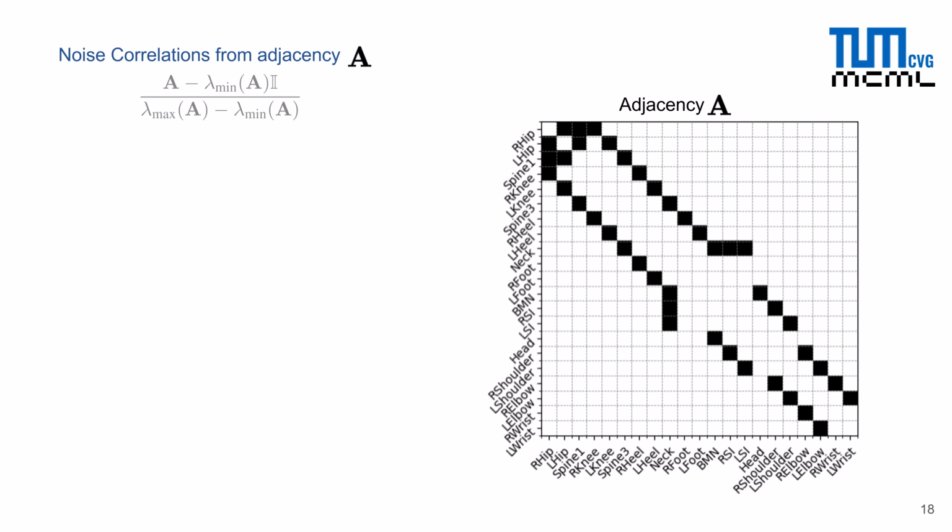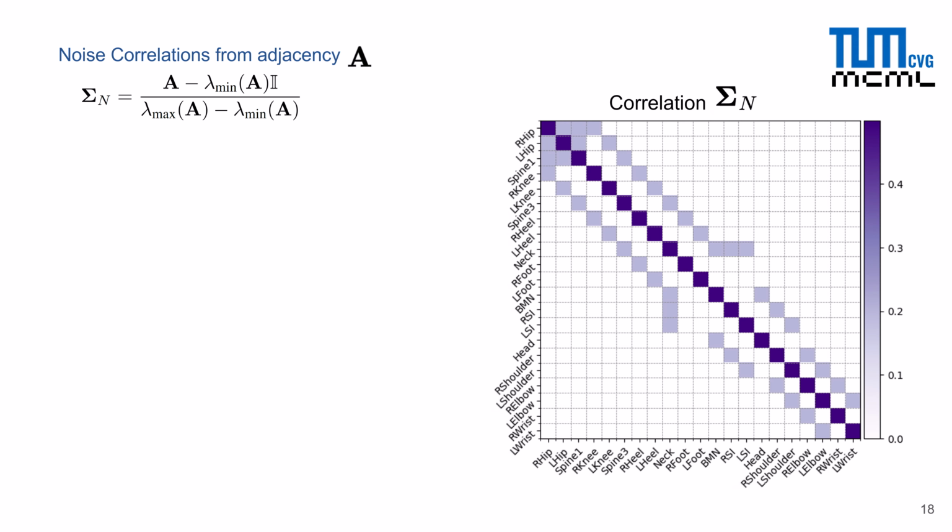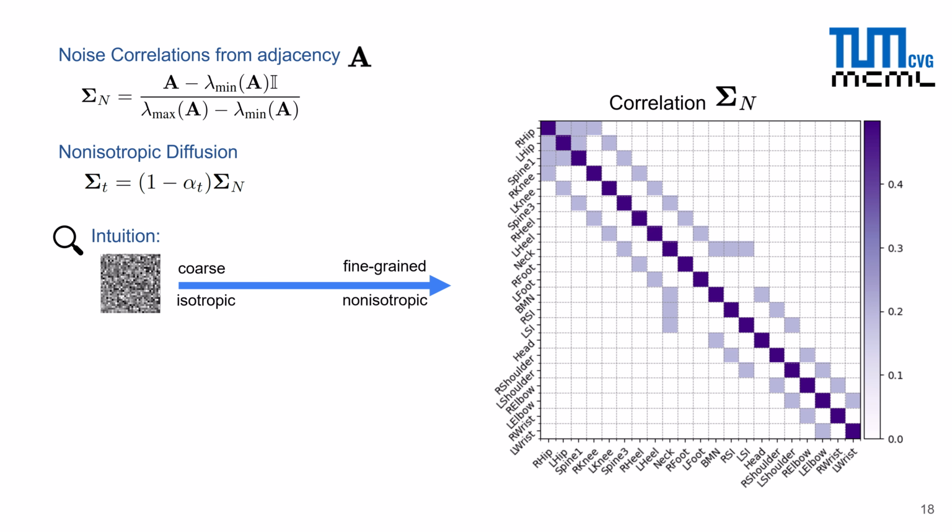We first make it positive definite by shifting the eigenvalues to the positive range, and then normalize them between 0 and 1 to ensure the noise magnitude is comparable with the isotropic case. In this way, we obtain a suitable correlation matrix that can be integrated into the diffusion process, which is now non-isotropic.